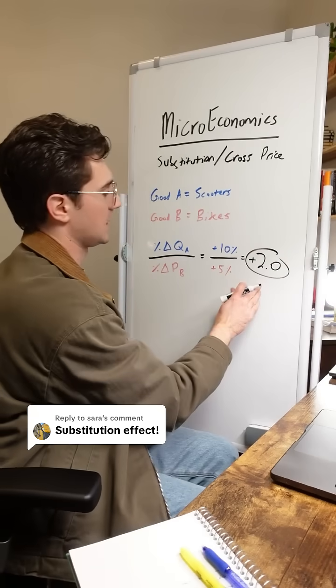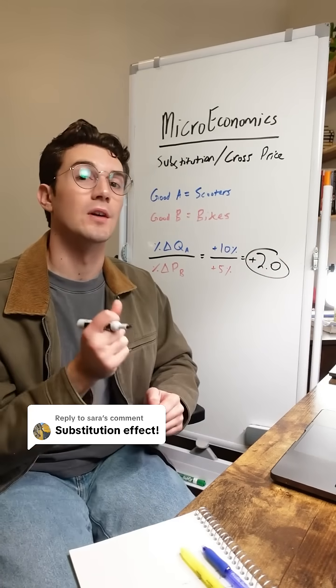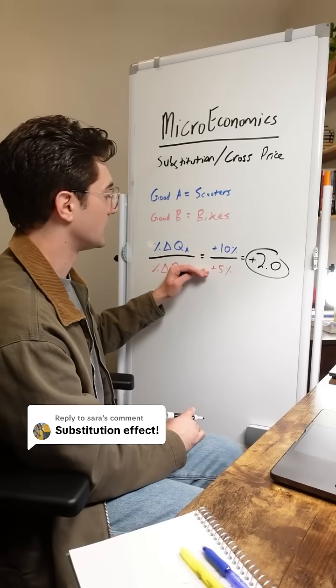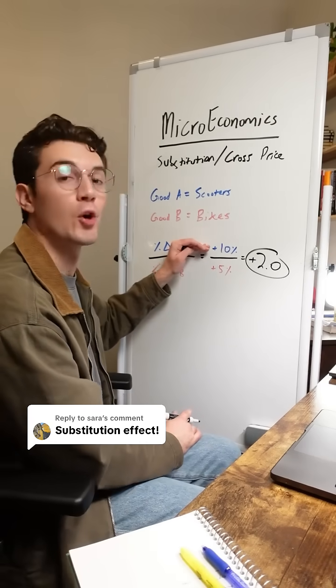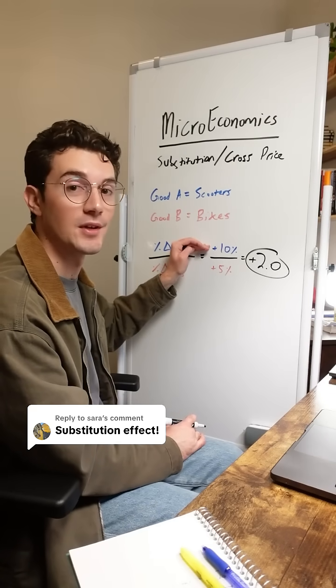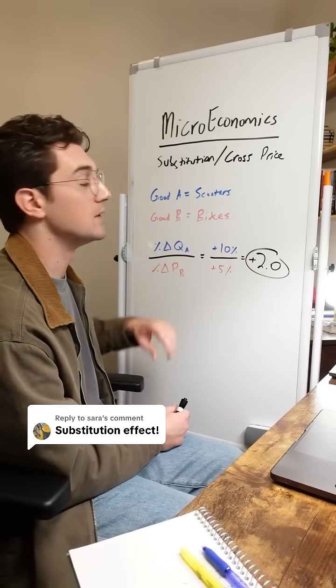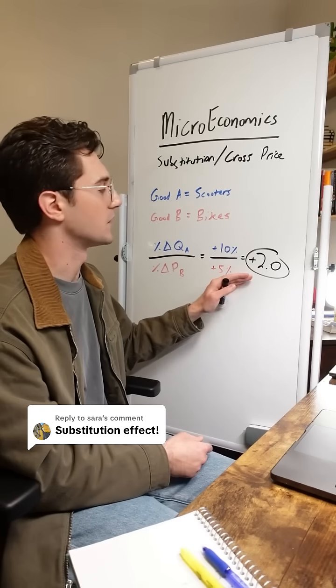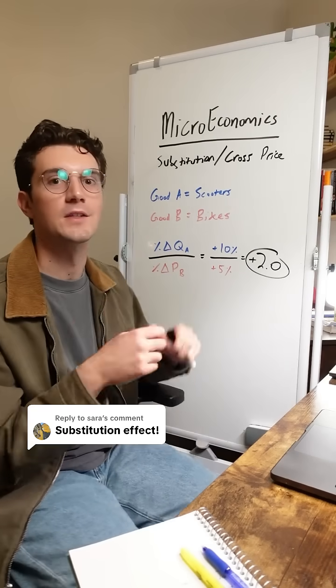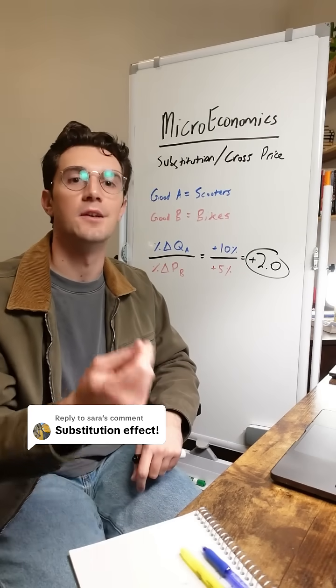If this value were negative here, that'd mean that these two goods are complements. When one of the goods increases in price, it actually hurts the quantity demanded of the other good because they're typically bought in tandem. But when this value is positive, it means the two goods are substitutes. The good we're focusing on, good A here, benefits from the other good B increasing in price.